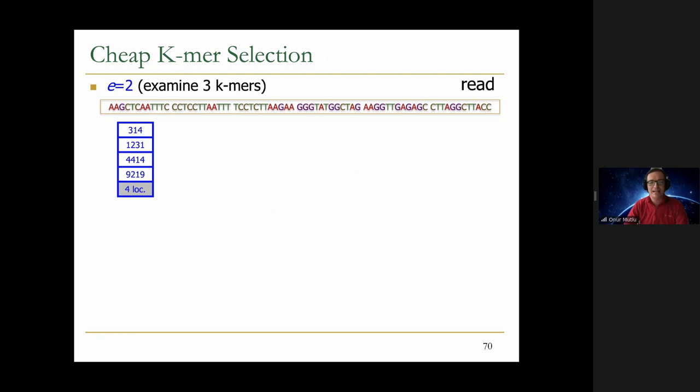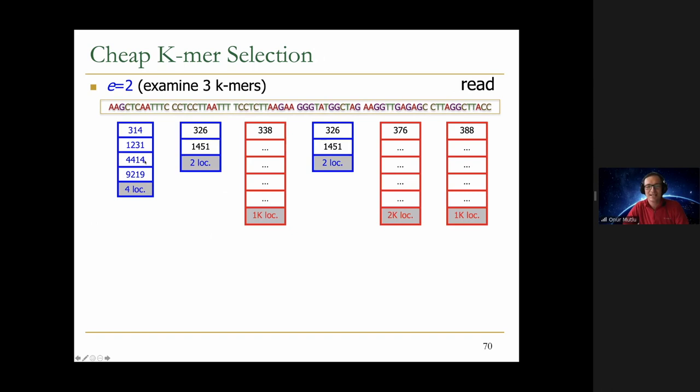And if you look at this example, we have a read that's longer in this case. And we have an error rate that we want to tolerate at most two SNPs. And we want to examine at least three K-mers in this case to be able to tolerate that error rate. And this K-mer happens to have only four locations. And you can see that some of them are popular in the reference genome. It has 2K, 1K, 1K locations. So in this case, it makes sense to examine only the cheapest three K-mers to be able to map the read with the error rate over here.